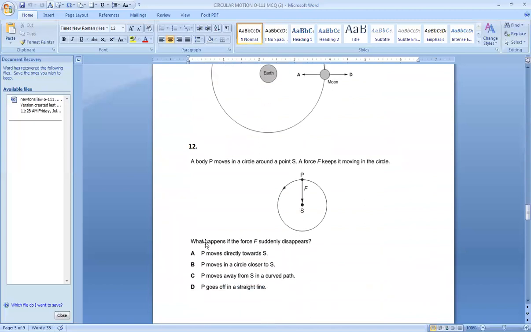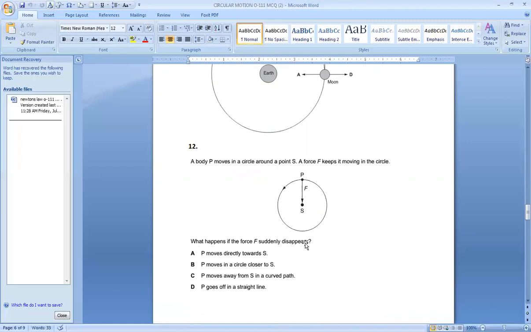Number 12. A body P moves in a circle around a point S. So P is moving about S. Force F keeps it moving in the circle. What happens if the force F suddenly disappears?